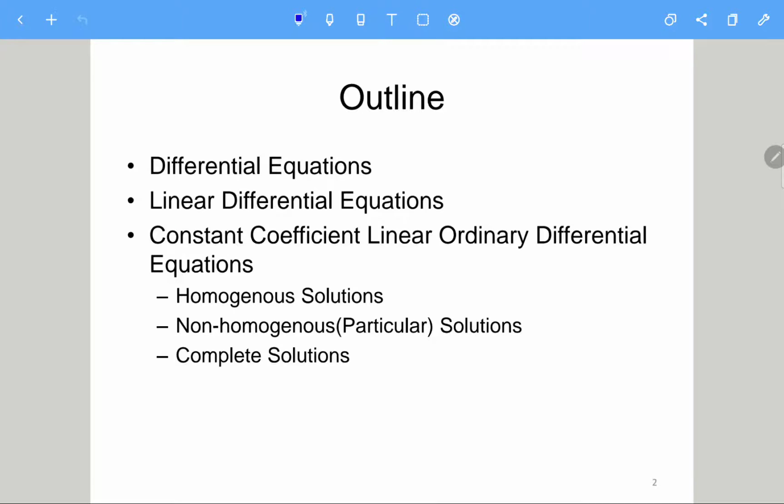This is the outline. So first of all, I will talk about the definition of the differential equation and what a linear differential equation is, and more. And finally, I'll talk about the constant coefficient linear ODE, and there are some systematic methods to really solve this kind of equation, the ODE.